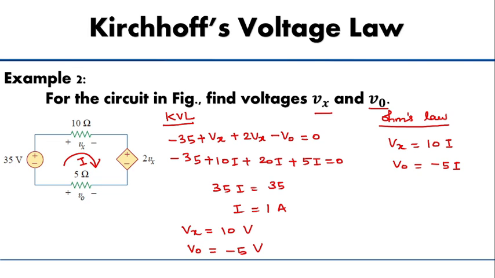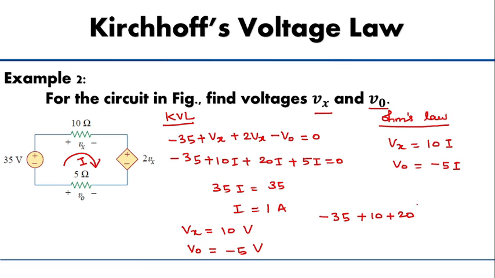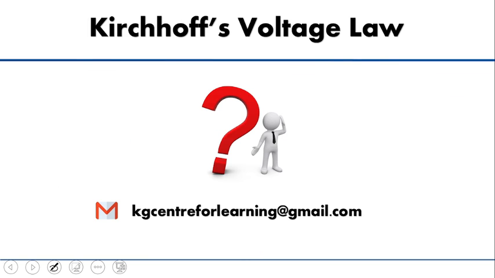Again, we can cross verify this by applying these values. Minus 35 plus Vx, Vx is 10, plus 2Vx gives 20, then minus V0, again minus into minus plus 5, which gives 0. That's all about Kirchhoff's voltage law.